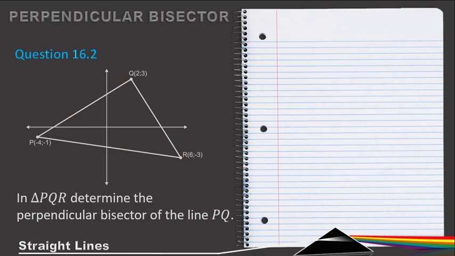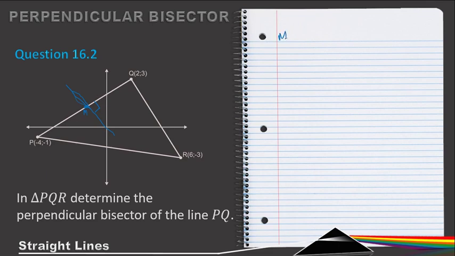For question 16.2, in triangle PQR, determine the perpendicular bisector of the line PQ. So line PQ is over here, and we need to find the bisector, meaning the midpoint, and also the line that goes through it at a 90-degree angle. Ooh, this is a bit hard to draw. Okay, so then we have to find the midpoint first.